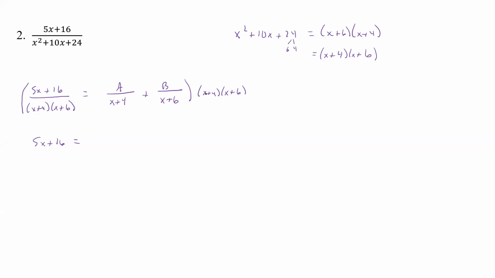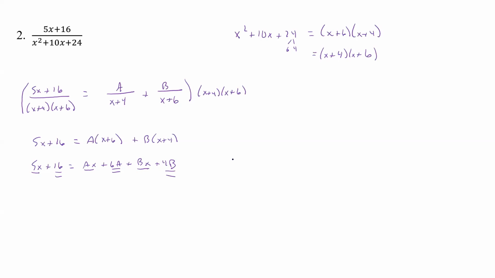Now when we multiply the A over x plus 4 times this, the x plus 4's cancel. So we're going to have A times x plus 6, plus, now when we multiply this, the x plus 6's cancel, and we're going to get B times x plus 4. Now we have to simplify, so that's 5x plus 16 equals ax plus 6a plus bx plus 4b. Okay. Now we're going to make our system of equations. We're going to have x's, and we're going to have numbers.